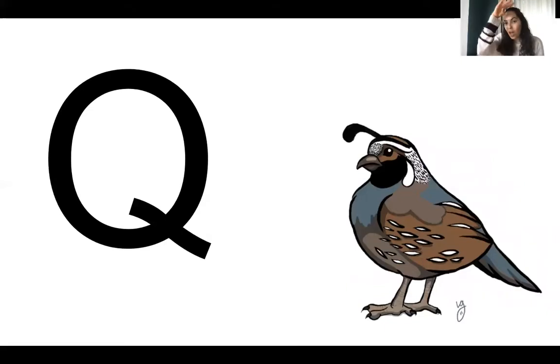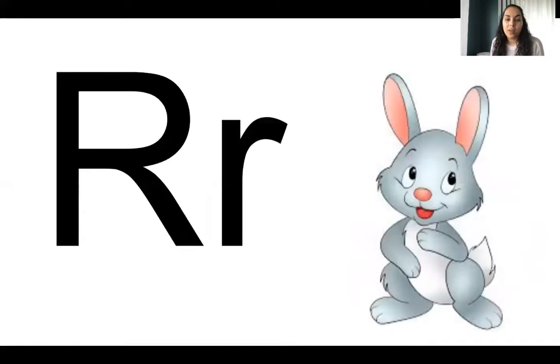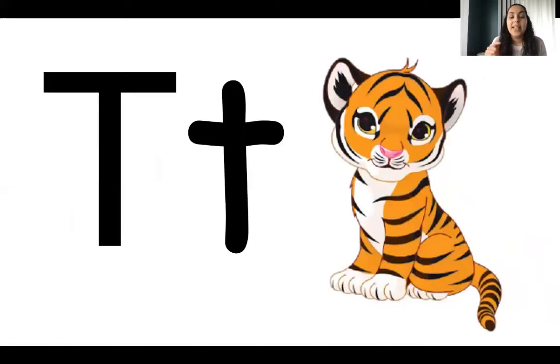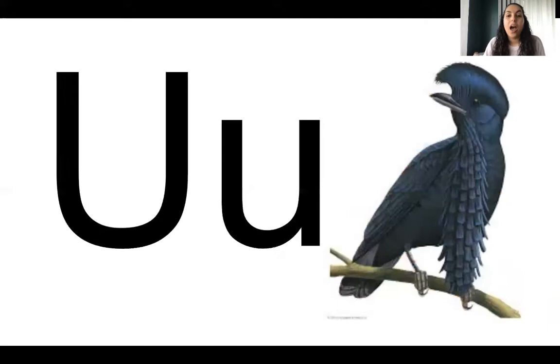Queenie quail, quah, quah, quah. Robbie rabbit, er. Sammy snake, sss. Timothy tiger, t, t, t. Umber, umbrella bird. And you're opening up your umbrella.